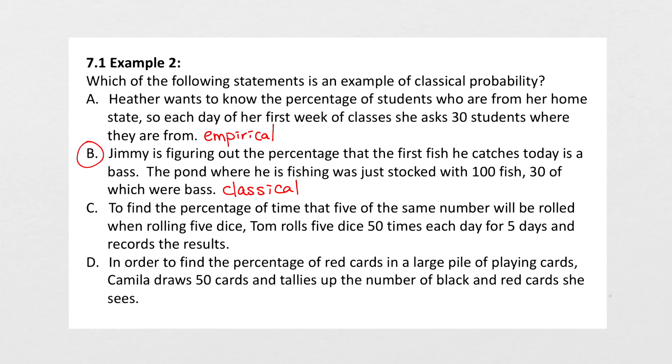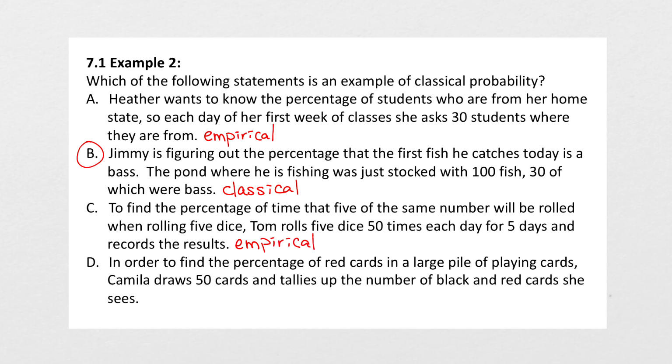wouldn't be classical. To find the percentage of times that 5 of the same number will be rolled when rolling 5 dice, Tom rolls 5 dice 50 times a day, each day for 50 days, and records the results. So again, this is an experiment where he's rolling dice.